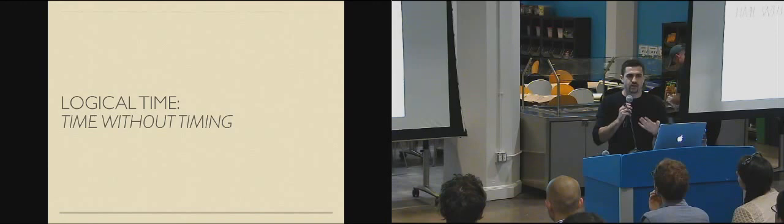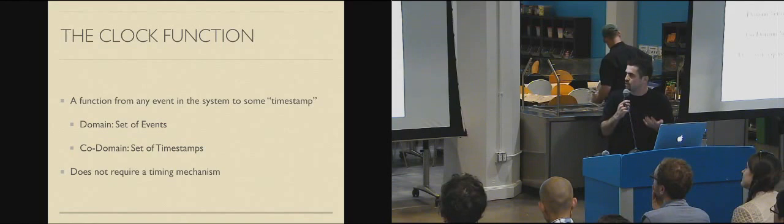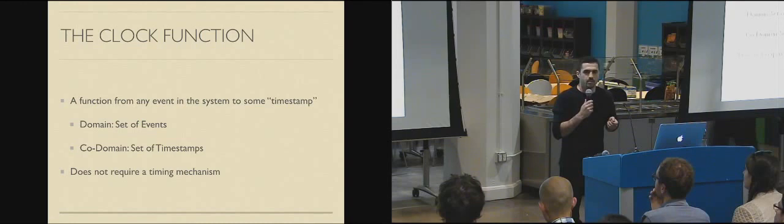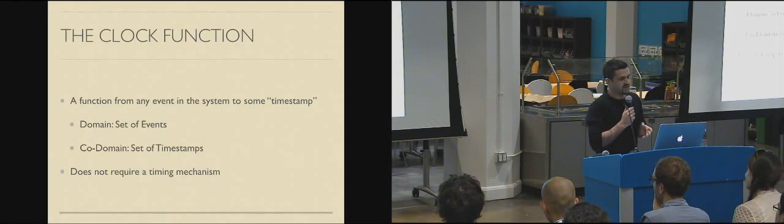And so he does this by defining some formalisms. The first one is the clock function, which, like any mathematical function, has a domain and a range. Basically we plug events into this function, and it says, this is the timestamp for this event. But it's important to note that this notion of timestamp is very abstract here. It's not a wall clock timestamp. It's anything right now by the definition we have so far. So it doesn't guarantee a timing mechanism.